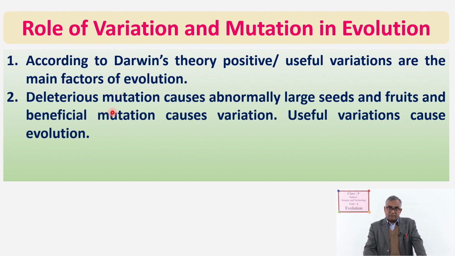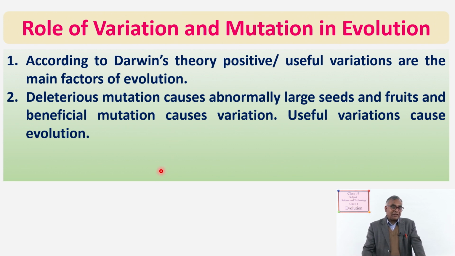Deleterious means negative, same thing. Deleterious mutations, or harmful mutations, cause abnormality. That abnormality sometimes becomes large seeds, sometimes larger fruits, and beneficial mutation causes variation. So variation is caused by all, advantageous and disadvantageous both. Abnormality is produced, and sometimes this abnormality becomes better for other organisms or the same organisms.